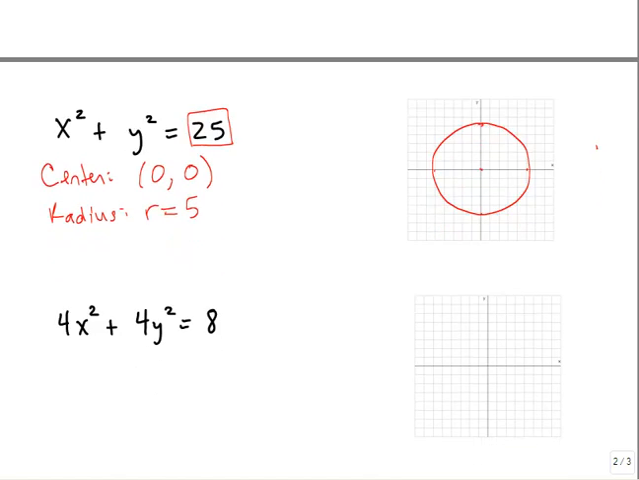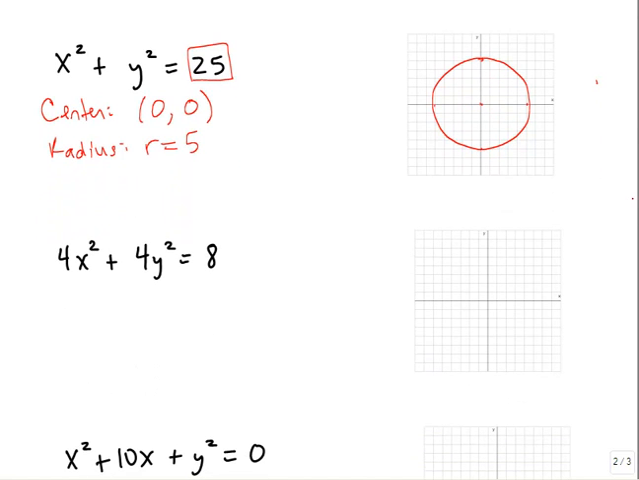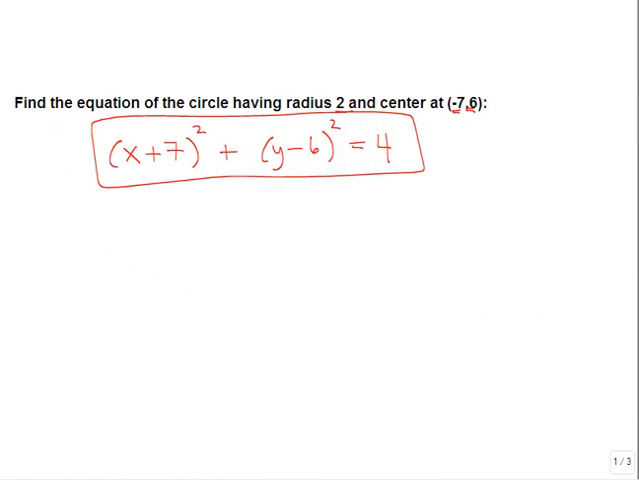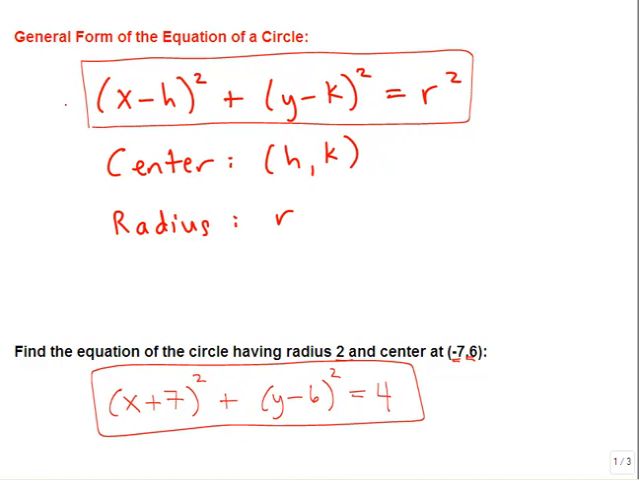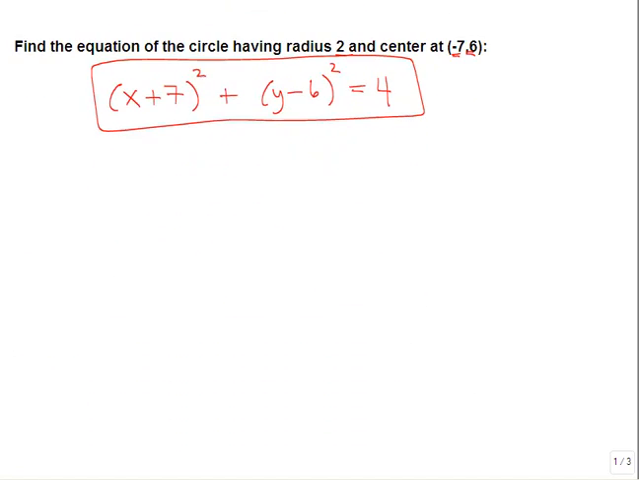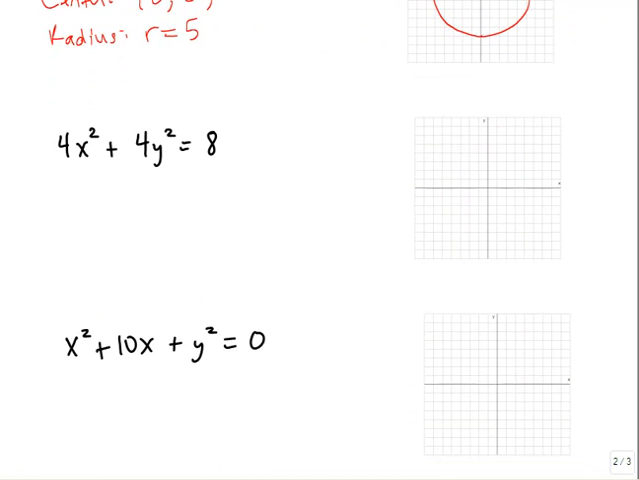Okay? So we're going to do that again on this one, but what we want to notice first is in that general form, if you look back up here, there were no coefficients in front of those x's or y's. So if you see a coefficient in front of your x squared or y squared term, you always want to divide through by it first before you decide what your center and your radius is. So in this case, I want to divide every term by 4. So simplify, this becomes x squared plus y squared equals 2.